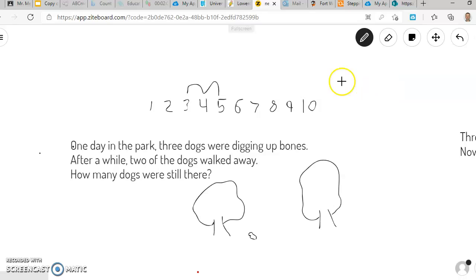All right, boys and girls. So we solved 2 word problems, and one was subtraction and one was addition.